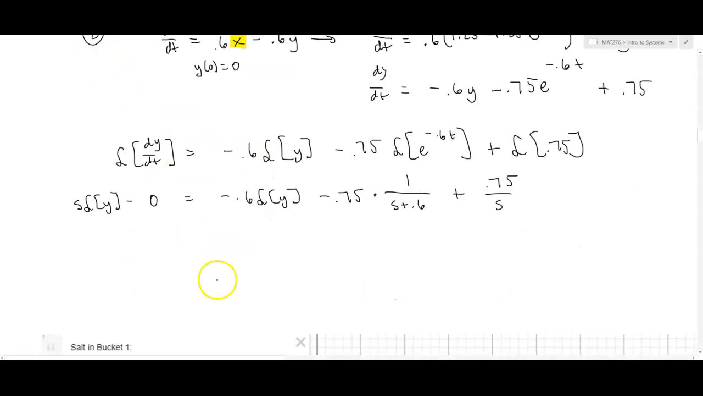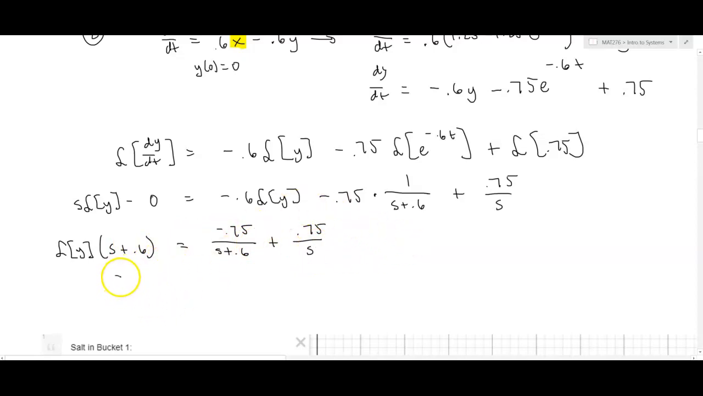Now I'm going to do a few steps here in one fell swoop. I am going to add the 0.6 Laplace of y to both sides, and factor. So we'll write Laplace of y times s plus 0.6. This is just a 0. So now I'll have equals negative 0.75 over s plus 0.6 plus 0.75 over s, and I'll divide the s plus 0.6 over.